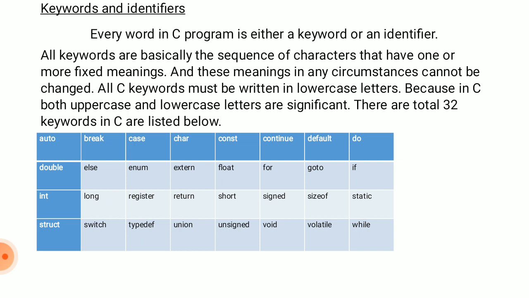Okay, auto, break, case, char, constant, that is const, continue, default, do, double, else, enum, extern, float, for, goto, if, int, long, register, return, short, signed, sizeof, static, struct, switch, typedef, union, unsigned, void, volatile and while. Okay, so the meaning of all these keywords we will discuss later in the further units.